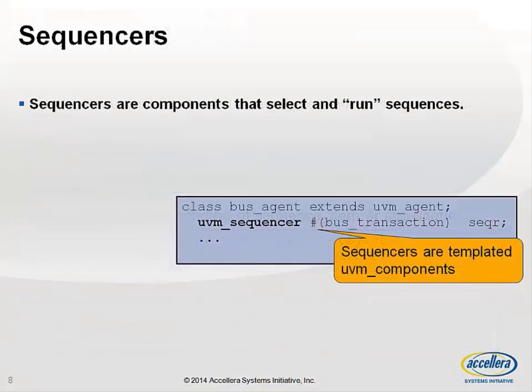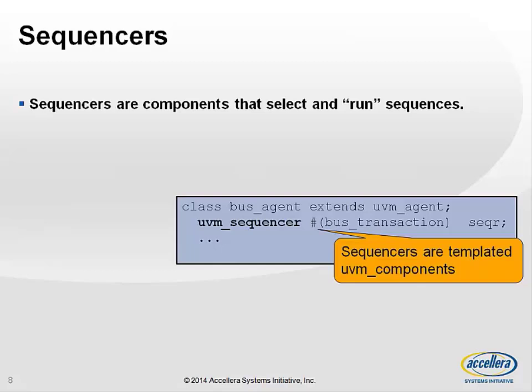Sequencers are components. They exist in the component hierarchy of the test bench. They're part of the logical hierarchy of components that make up our test bench. The sequencer itself picks from sequences that are available and runs them. It calls the start method, which calls that body method we saw.